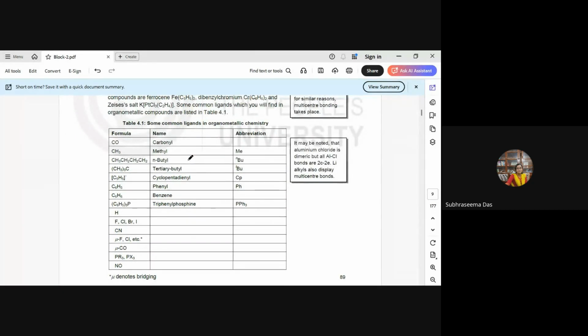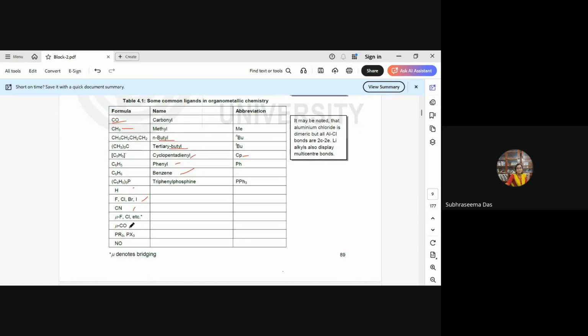Some common ligands that have been used in organometallic chemistry: first is CO, the carbonyl; CH3 is methyl; this is the n-butyl, the tertiary butyl; C5H5 minus is the cyclopentadienyl ion, and it is represented as small cp. C6H5 is the phenyl, C6H6 is benzene, then we have P(C6H5)3, triphenyl phosphine, then hydride, fluoride, chloride, bromide, iodide, the cyanide, the bridging fluoride, the bridging carbonyl, and the nitrosyl, the trialkyl phosphine, then trihalide phosphine. These are the common ligands that we come across in organometallic chemistry.